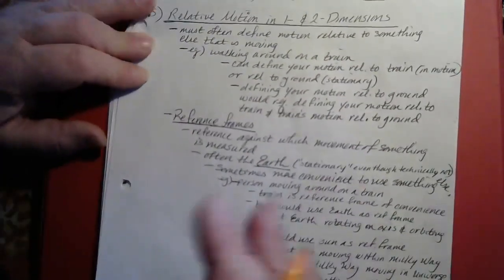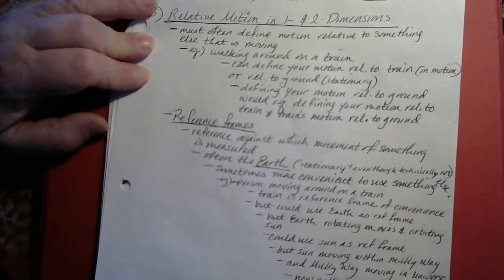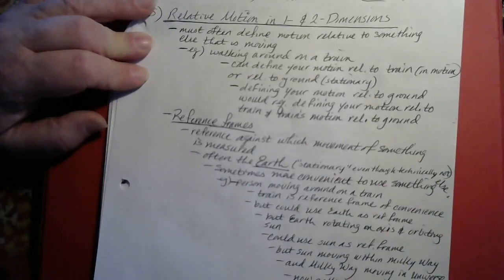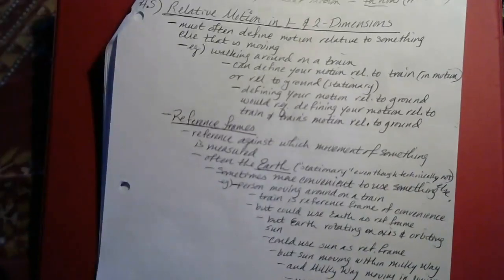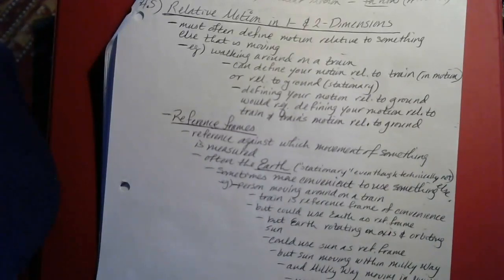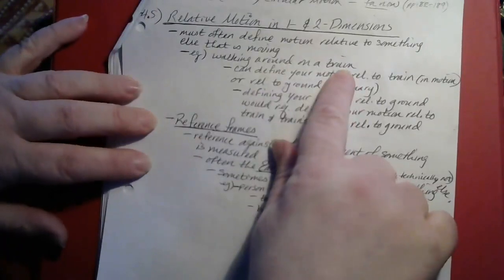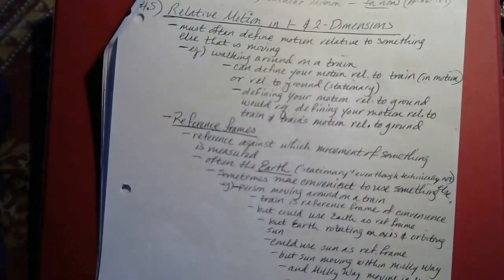This is a very useful thing to be familiar with, because very often we want to study things that are in motion relative to something else. And it's not always convenient to use a stationary object as your point of reference. Say, for instance, you're traveling on a train and you're walking around on the train. It's a passenger train, obviously.